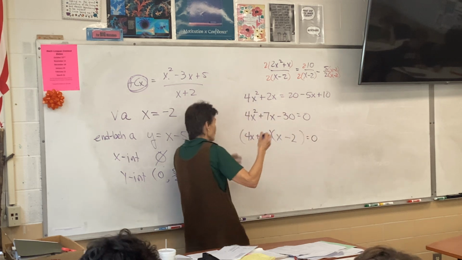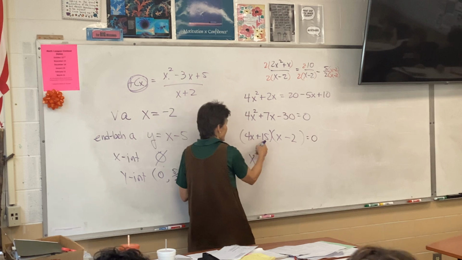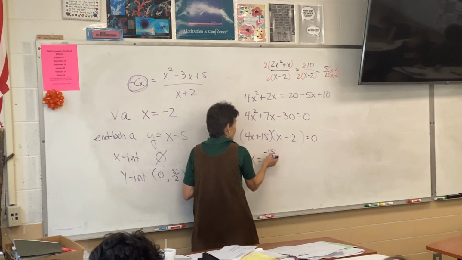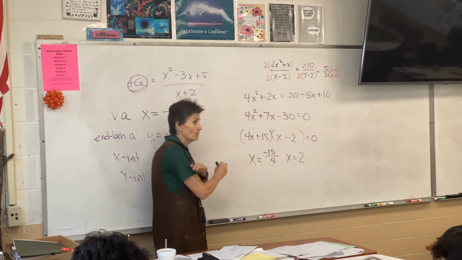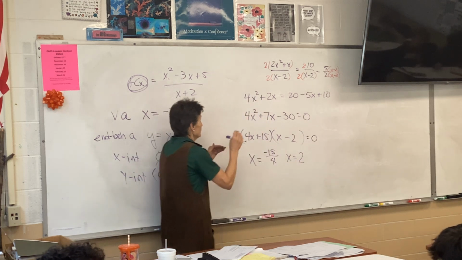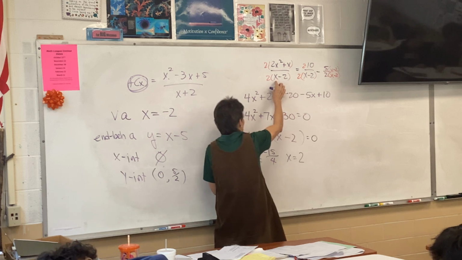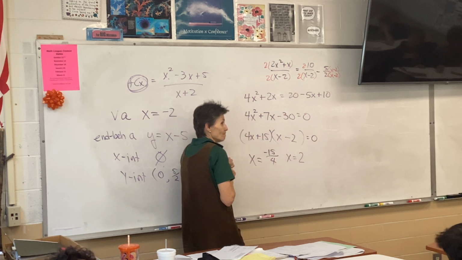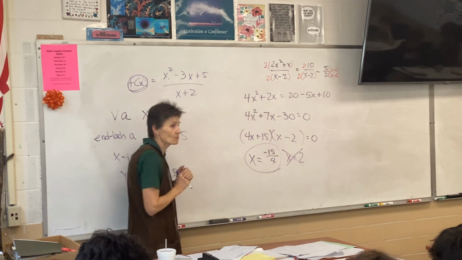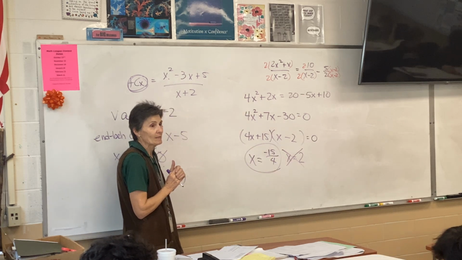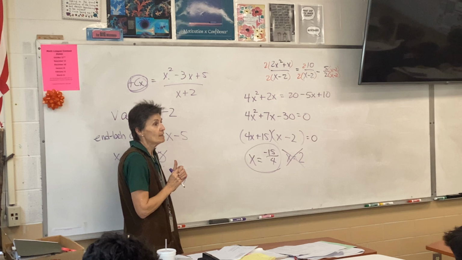Anyhow, using what Jack said, what are my answers? x equals negative 15 fourths and x equals 2. Can x be 2? No. No way. So the only answer to the problem is negative 15 fourths.